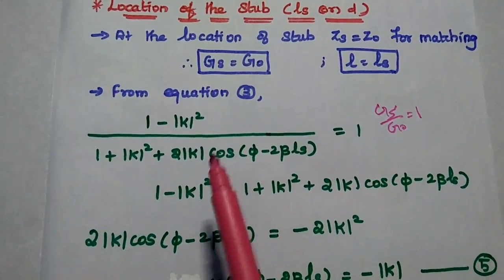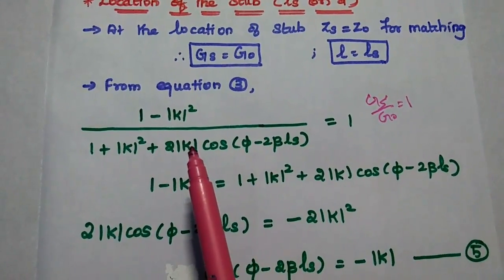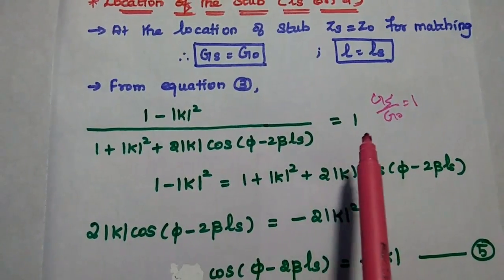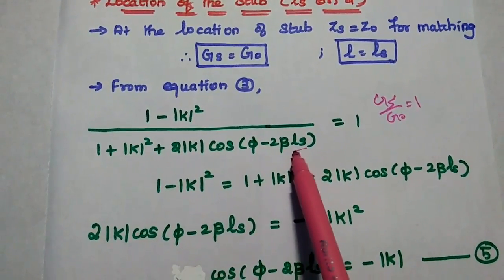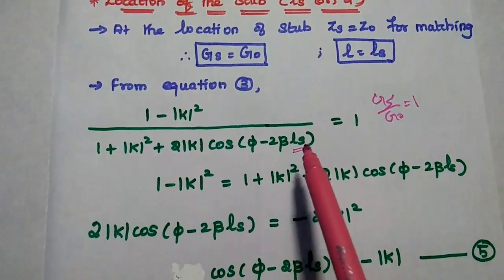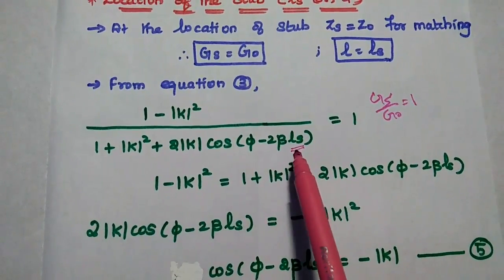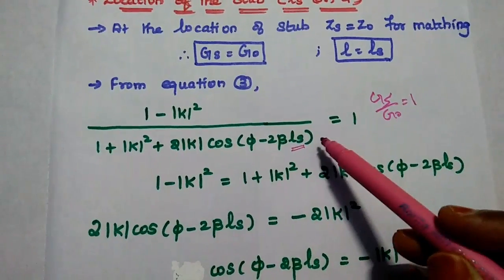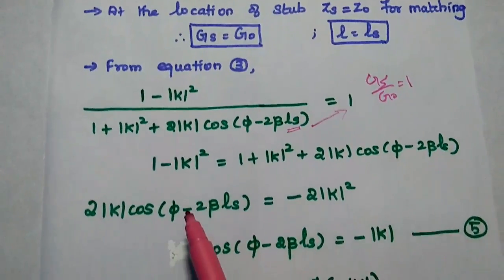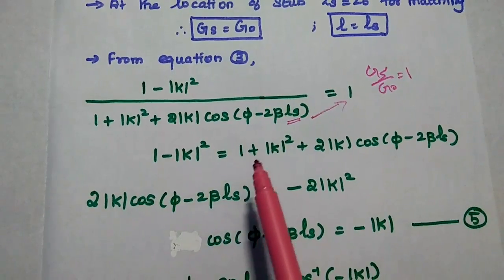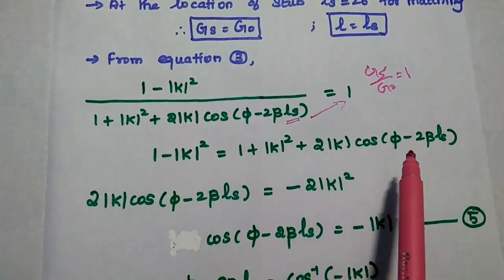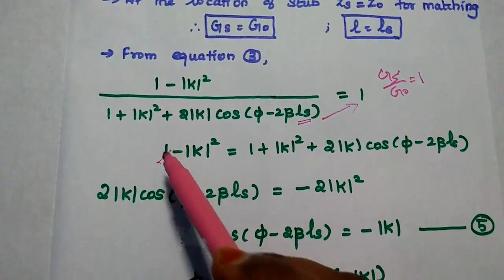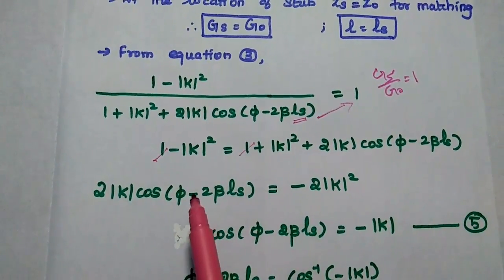Okay. Then we can write the third equation as (1 minus k squared) by (1 plus k squared plus 2k cos(phi minus 2 beta Ls)) is equal to 1. So in this formula, we can write L as Ls. That is the location of the stub. At that position, the Gs is equal to G naught. Okay. Then we can cross multiply this value. We can get 1 minus k squared is equal to 1 plus k squared plus 2k cos(phi minus 2 beta Ls). Okay. So here this 1 as well as this 1 both can be cancelled.